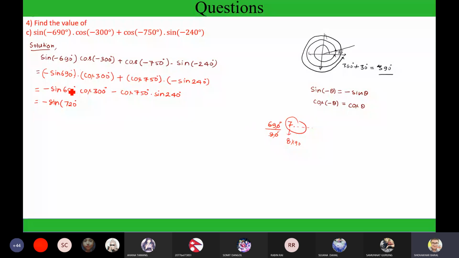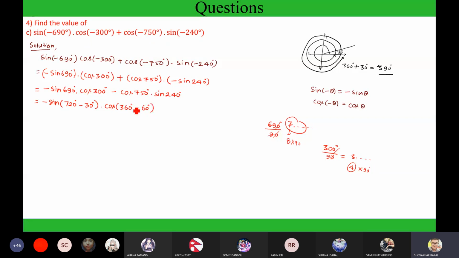8 into 90 will be 720. 720 is more than 690, so let's subtract it, minus 30 degree. 720 degree minus 30 degree. Again, cos, it will be 300 degree. 300, if you divide it by 90, it is 3 point something. 3 point something, again this is an odd number, so you get 4 here. 4 times 90 is 360. So 360 degree minus 60 degree.